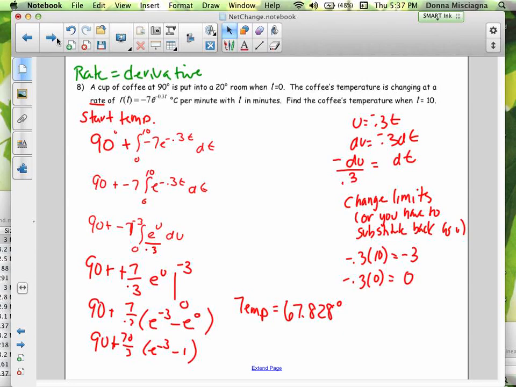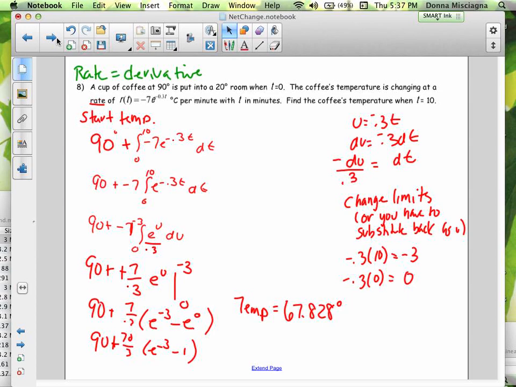I need to do a u-substitution because I have a problem with the variable in the exponent, since it's not just a t. If it's not just a t or an x or whatever, do a u-substitution. So u equals negative 0.3 t, du is negative 0.3 dt. I don't have a negative 0.3 in the equation. I'm not worried about the 7, I just pulled it out. So I'm going to divide everything by negative 0.3.